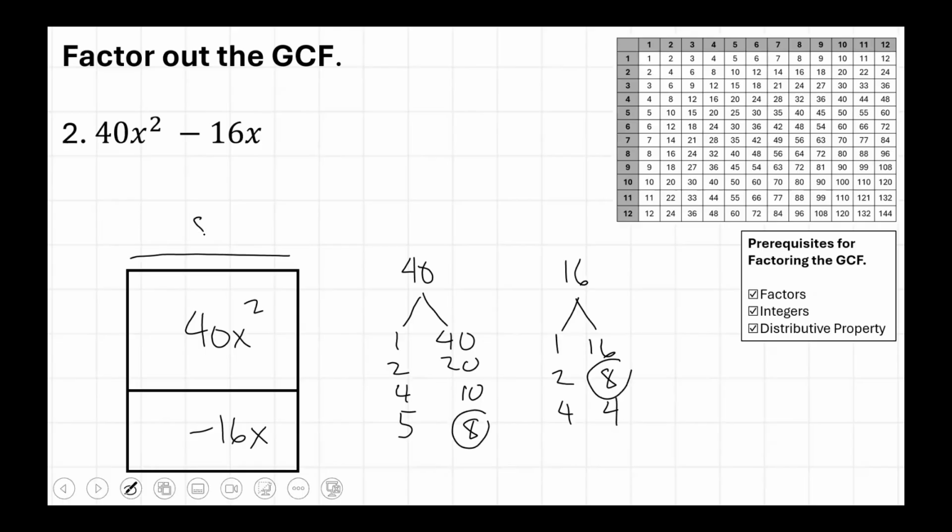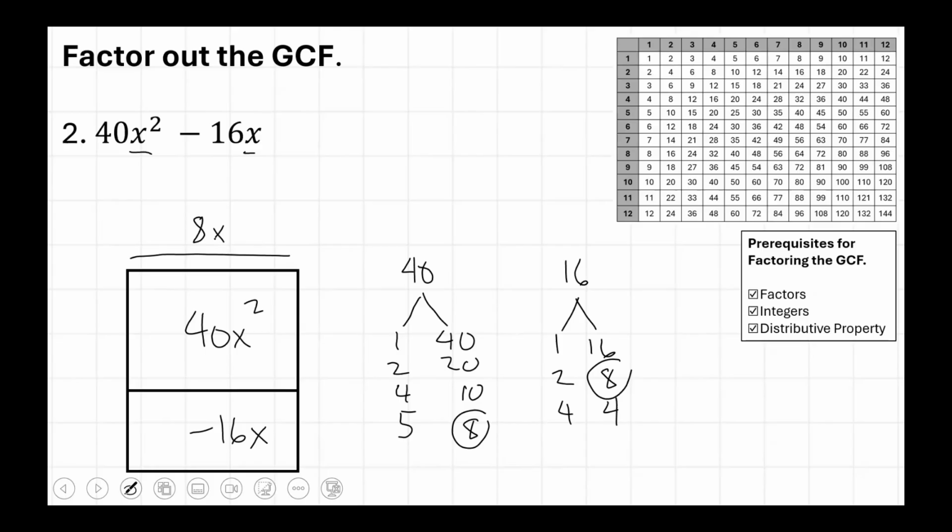So we write it on the common side. Then for the variable, we can see that we have x squared and x here. So the greatest common factor that we can see on the variable is only 1x. So we write 1x here.